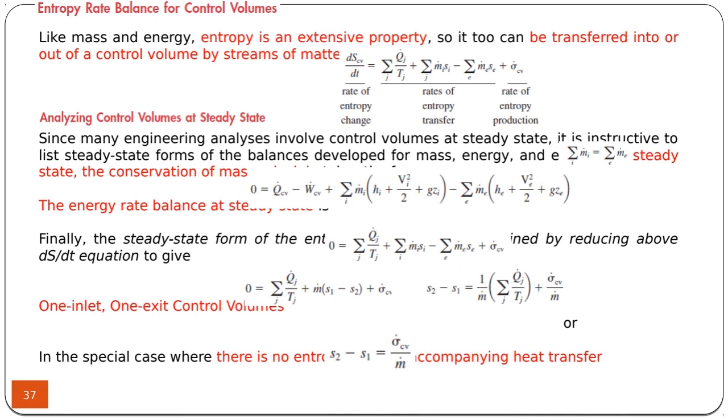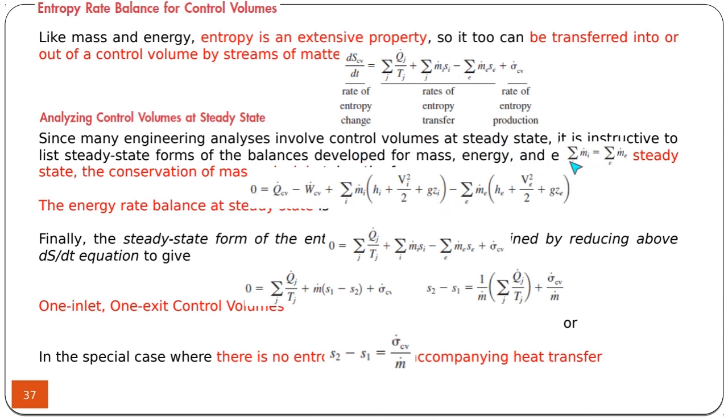For open systems, as in energy balances, we have to consider the entropy transfer due to the mass flows. So in the case of open systems, we have the entropy change due to the heat addition or removal at the system boundaries, the entropy carried into the system, the entropy carried out of the system, plus the entropy production per unit time. This is very similar to the equation of the energy, but this is called the entropy rate equation.